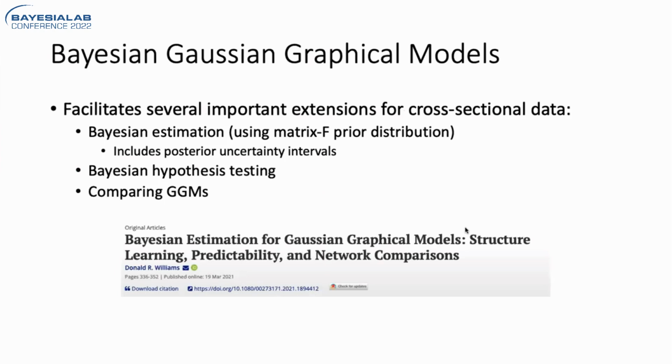And so this gets to Bayesian Gaussian graphical models. It allows us to do some things that we can't quite do with traditional inferential statistics in the literature of Gaussian graphical models, and that has to do with getting uncertainty intervals around the estimates, and also hypothesis testing, which is the core of the paper that I'm going to be talking about. And then we can also compare the graphical models in ways that we can't do with traditional GGMs.